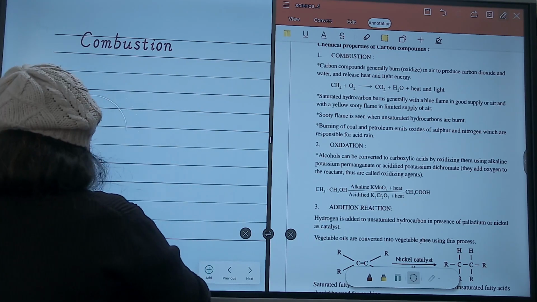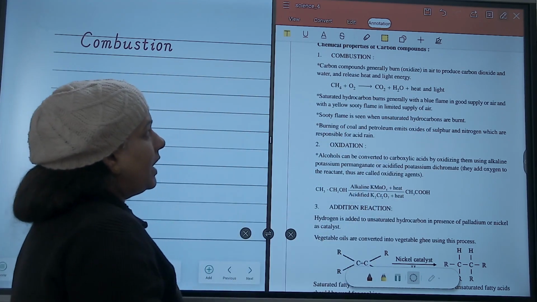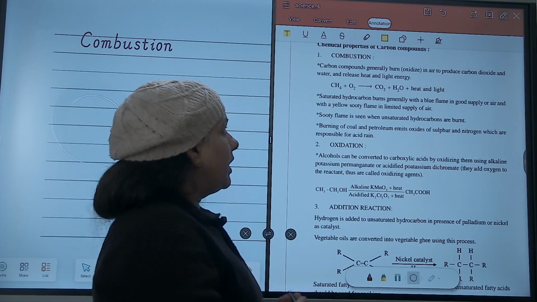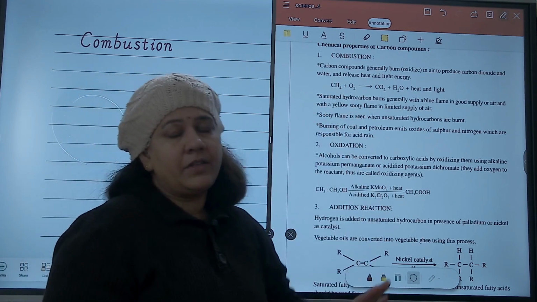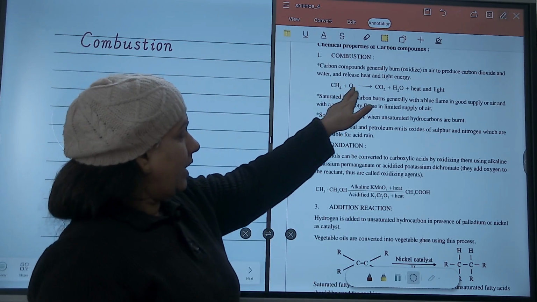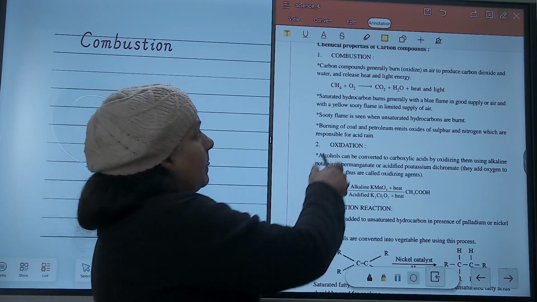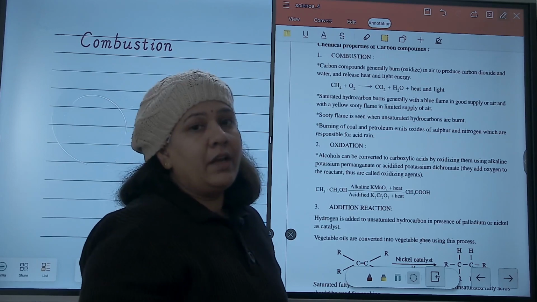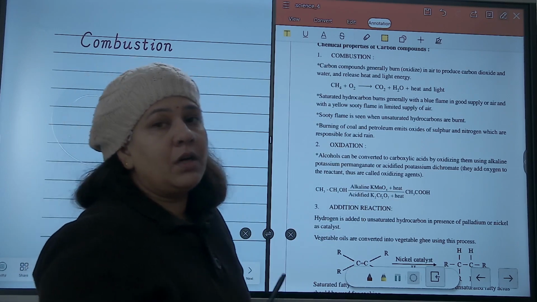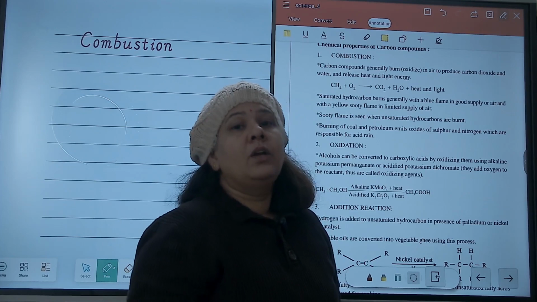Carbon compounds when burned in air produce carbon dioxide and water. The carbon compounds we are talking about are basically hydrocarbons, that is, they contain only hydrogen and carbon. So when they burn in air, that is, in the presence of freely supplied oxygen, they will produce carbon dioxide and water. These two are the ultimate products, or we can say these are the final products of complete combustion.